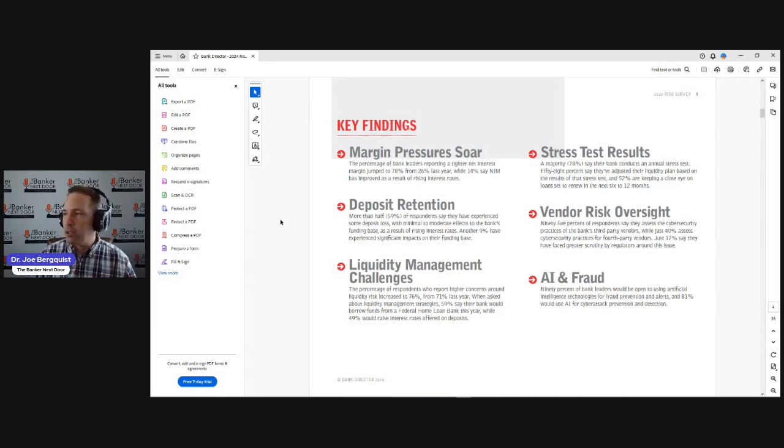stress test results. Banks are really keying in on how they stress test their portfolio, their liquidity plans and their capital plans. What does that look like? What are some of the things they need to do?